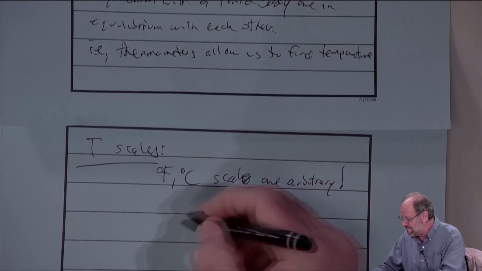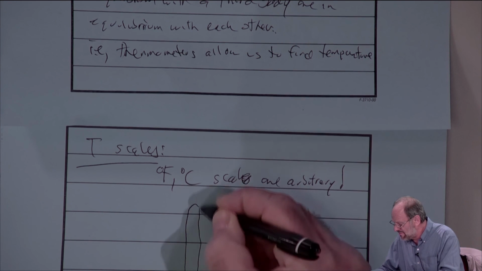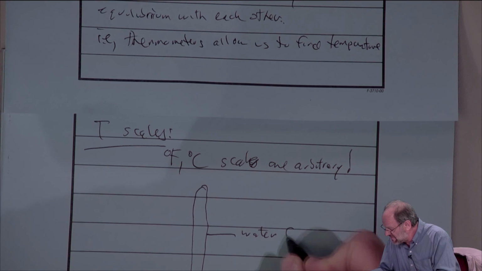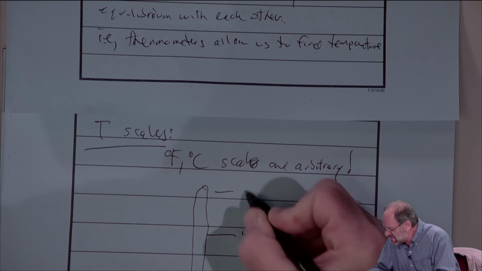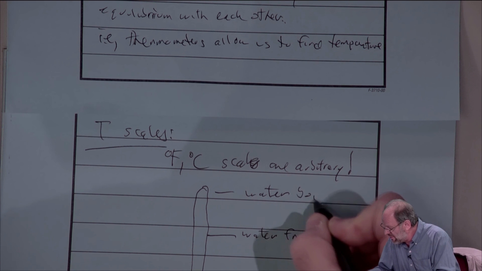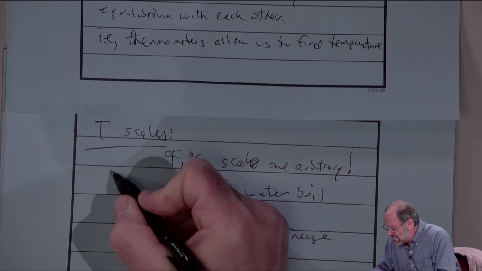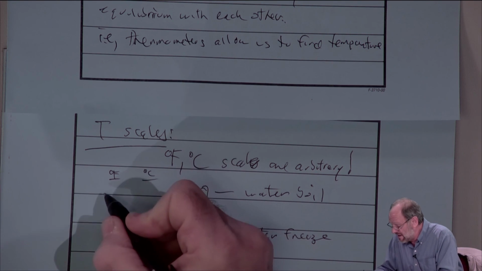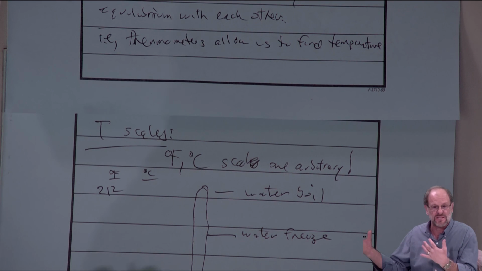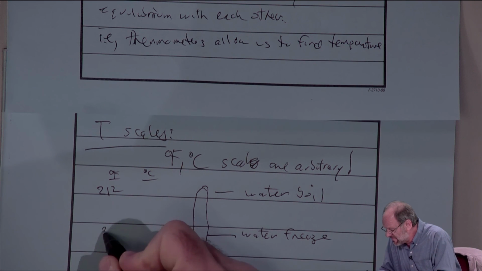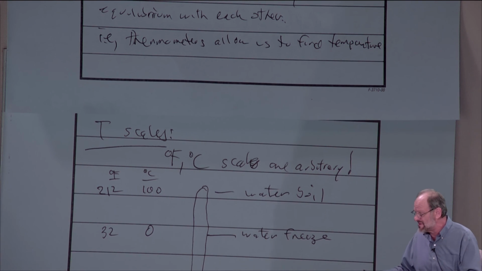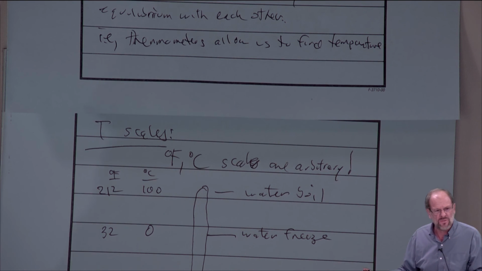Maybe I could do it this way. Here's a thermometer, and this is where water happens to freeze, and this is where water happens to boil. In the Fahrenheit scale, it happens to boil at 212 degrees, at least at standard atmospheric pressure, right? And it happens to freeze at 32 degrees. In the Celsius scale, it happens to boil at 100 and happens to freeze at 0. But again, those are arbitrary based upon what's happening to water. We need a better scale.